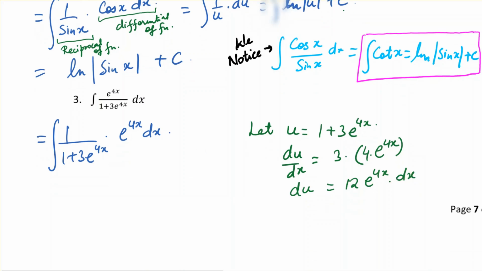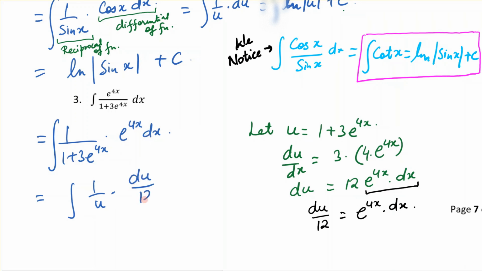So let's do the substitution here. We notice that we get 1 over u, and here we have e raised to power 4x dx. If you want to write the value of e raised to power 4x dx, from here we get du over 12 is equal to e raised to power 4x dx. Remember, we have to get rid of x's completely. So we have to get rid of our original variable when we do the substitution. So in this case, we get du over 12.